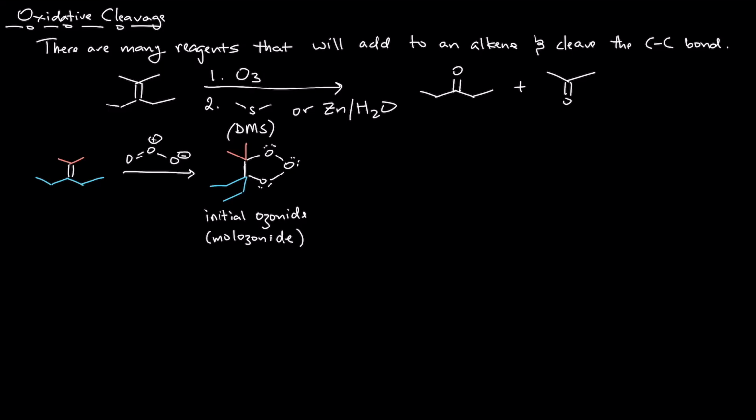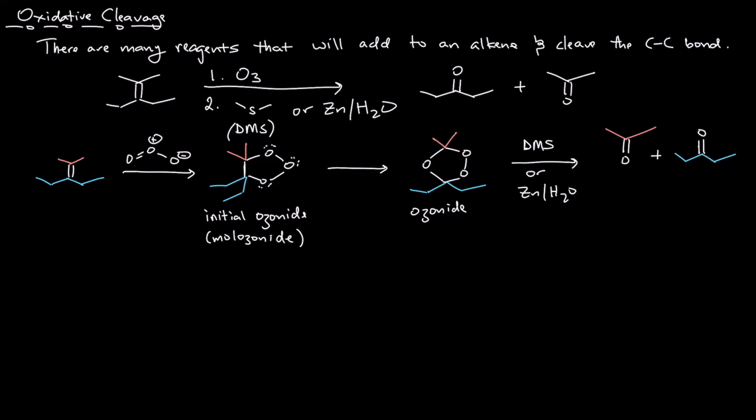This is going to actually rearrange pretty quickly to this ozonide, where one of the oxygens on the ozone is now added onto the other side of your initial alkene. And so now you essentially have this cyclic five-membered ring. That final ozonide is pretty stable, but once you react that with a mild reducing agent, such as your dimethyl sulfide or your zinc with water, you get these two ketones.